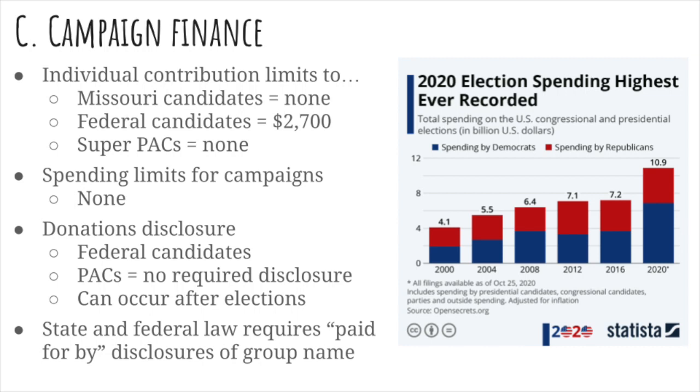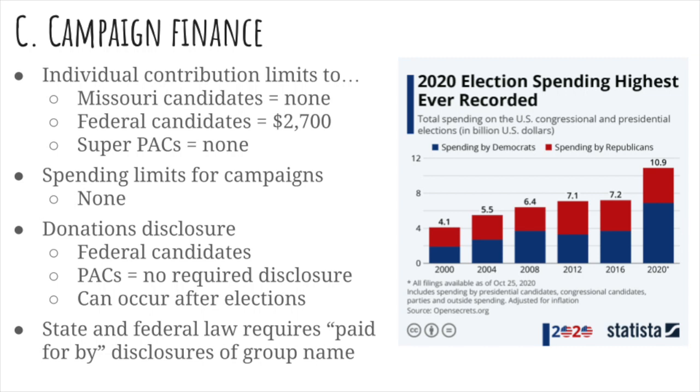Again, dark money. And while there are limits on the amount of money that you could donate to a federal candidate, there's unlimited amounts of money that the campaigns can spend. So whether that's a state candidate or a federal candidate, they can spend as much money as they raise. And as you can see from the graphic on the right, there's quite a bit of it. This last election in 2020 was certainly the most expensive on record. More and more money seems to be entering into the system.